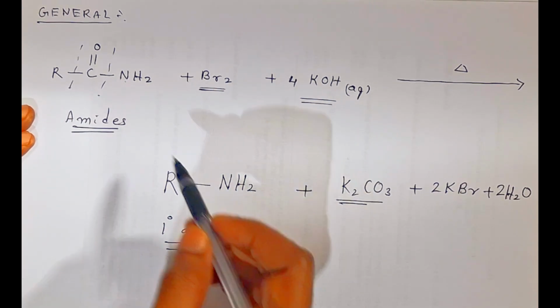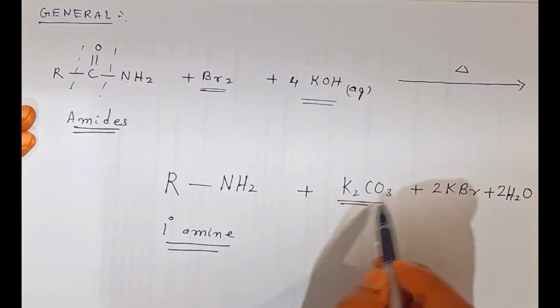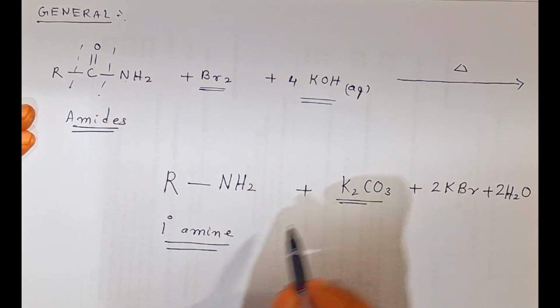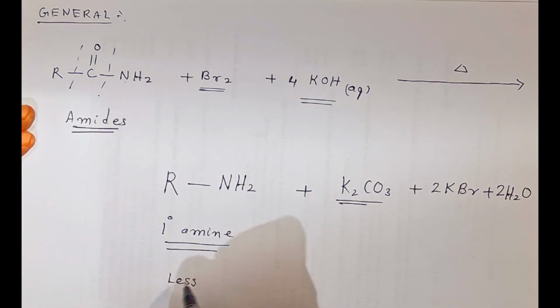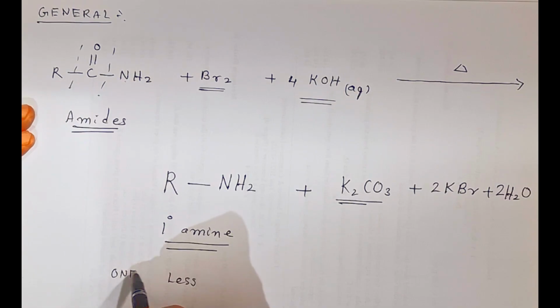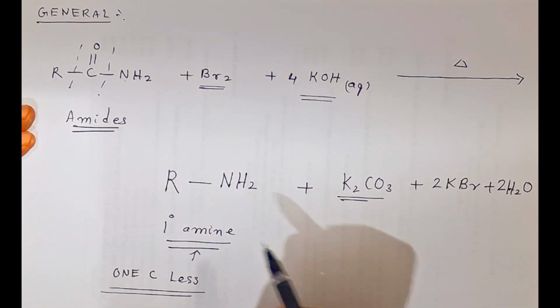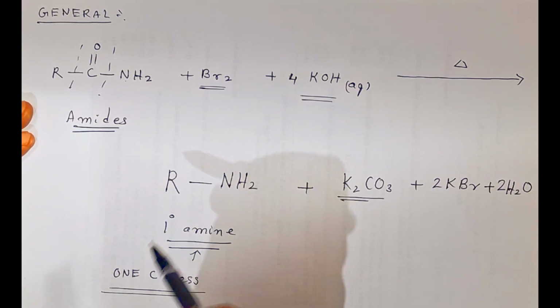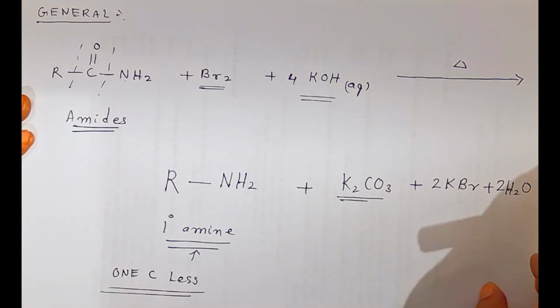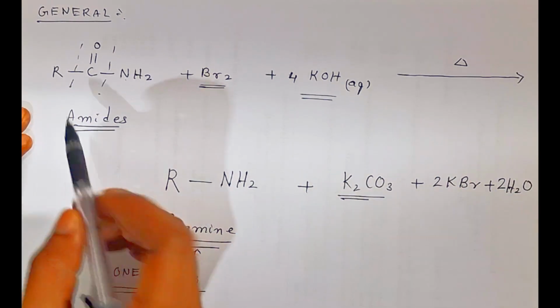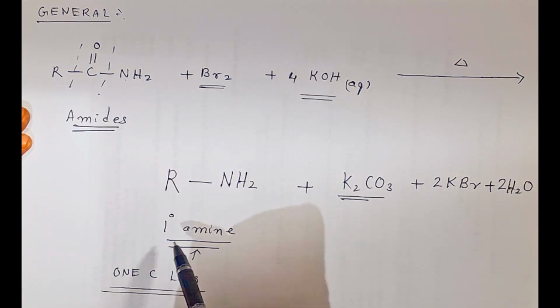This carbon is removed as carbonate, potassium carbonate, so the amine has 1 carbon less. Understanding, students? Because of this degradation, this is a very important reaction. Now we will see some examples. Instead of this, you can take an aromatic amide also, and you will get an aromatic primary amine.